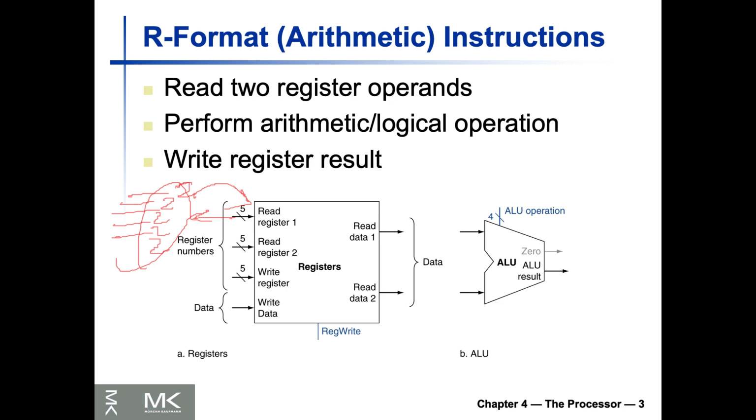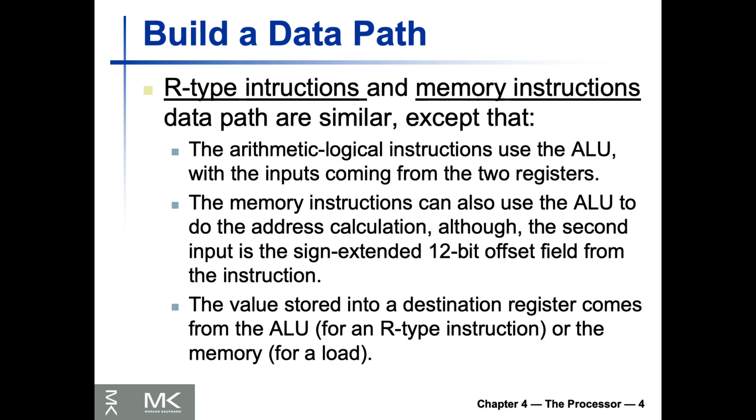So that was for the R format instruction. Let's have a look at the difference between your R type instructions and your memory instructions, and then we're going to see the load and store one after this. In essence, in RISC-V, the data path that we need to allow both R type and memory instructions is pretty similar, except there is a small difference that I'll describe in the next slide. So you're going to see the text of the difference, and then we're going to see the design as well.